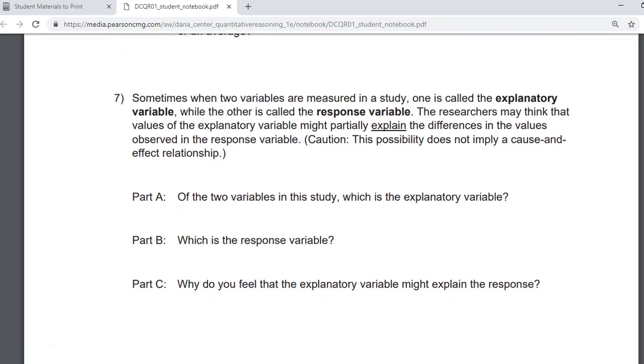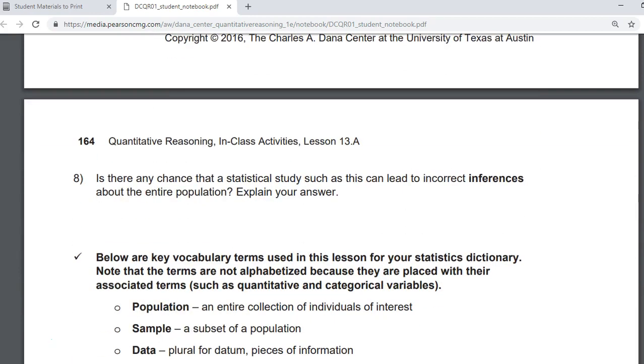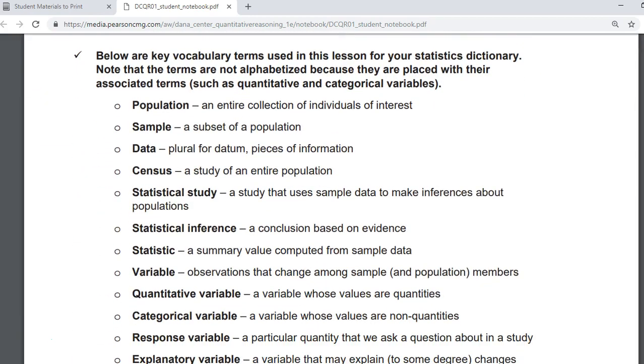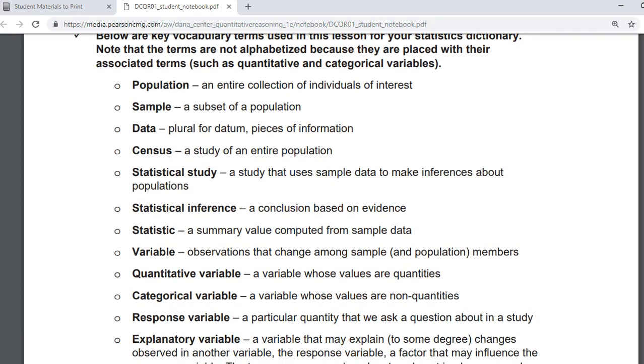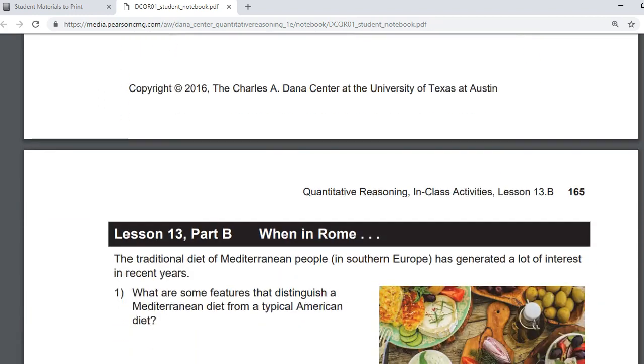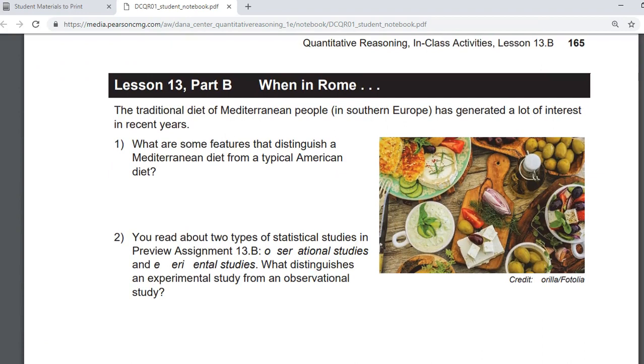And then can you identify explanatory and response variables inside a paragraph? Which ones are they? And what's their purpose? What are they telling us? And is it happening in an observation, or is it happening in an experimental study? There are so many words that at the end of this lesson 13A, they gave us a list. Make sure you are extremely familiar with those words.